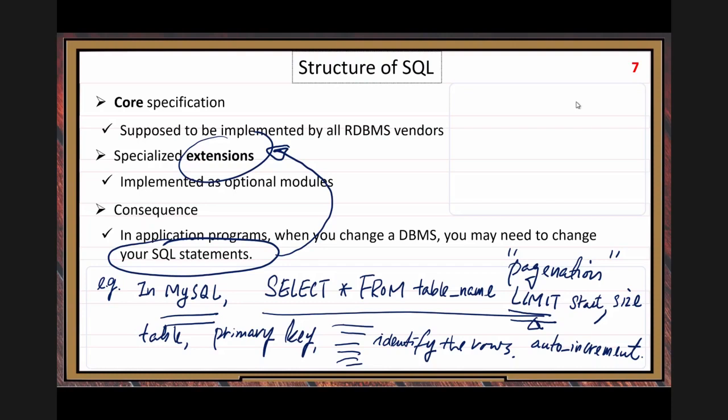But auto increment belongs to the extension part. So if you move to a different DBMS, it's different and it may not be available, so you need to find a different way. When you do the conversion, you need to spend a lot of time on features in the extension part.